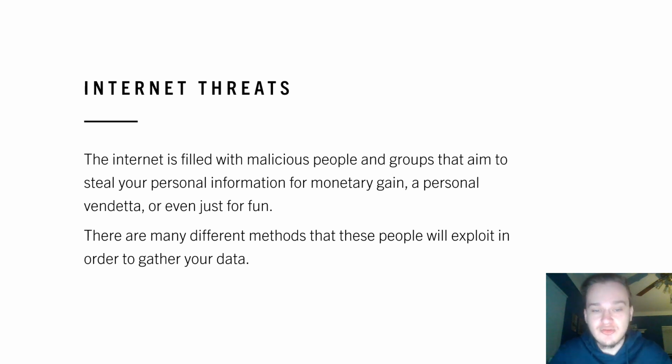So internet threats. Internet threats are stuff that malicious groups or people will do to try and steal your money, steal your personal information for money, maybe cause damage, revenge, fun, stuff that these people will do to try to harm people. There are many different ways that they can exploit you to get your data.